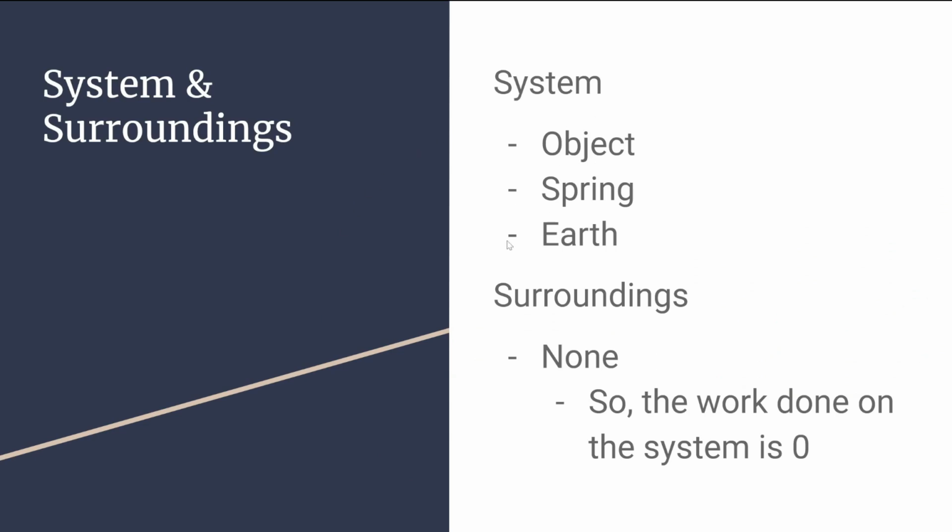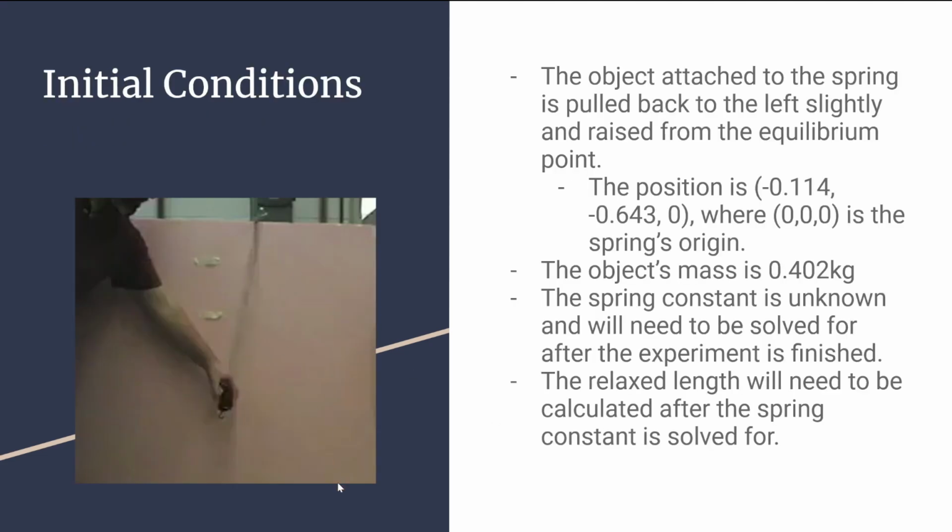So now onto the actual experiment. The system was our object, the spring, and the earth. The surroundings were none, so we can assume that the work done on the system is zero, at least in theory. The object was attached to the spring and pulled back to the left slightly and raised from the equilibrium point. The position is (-0.114, -0.643, 0), where (0, 0, 0) would be the spring's origin up here.